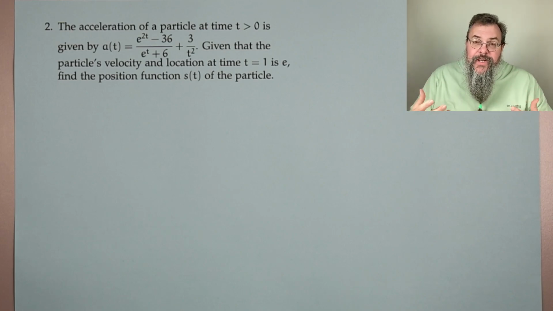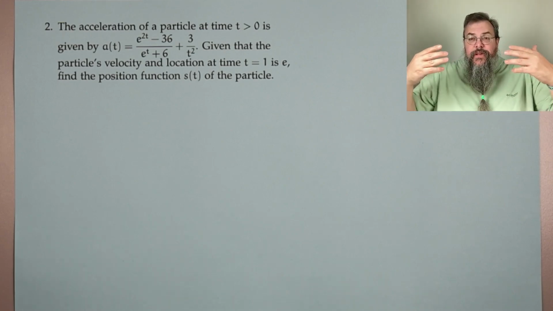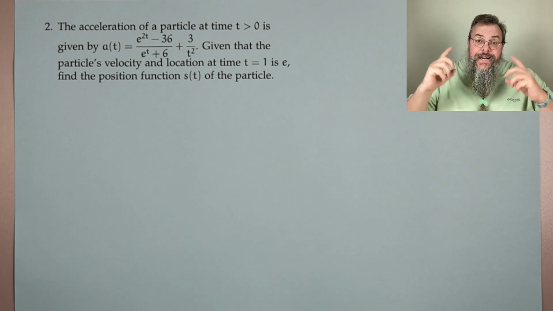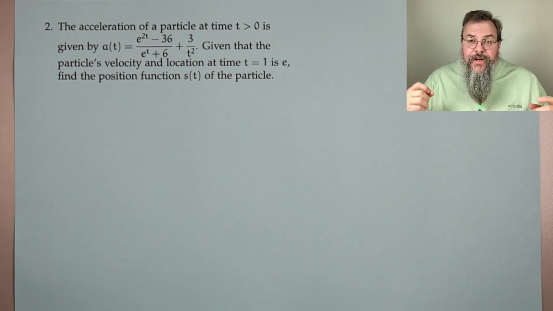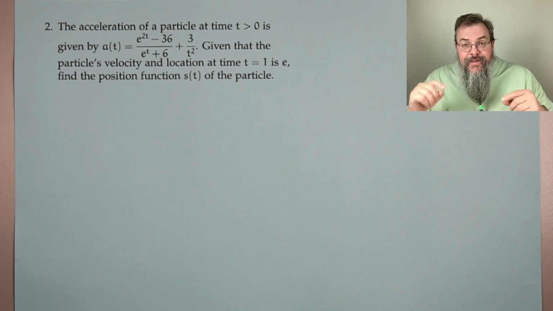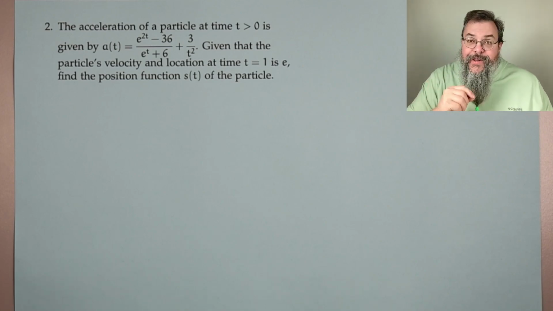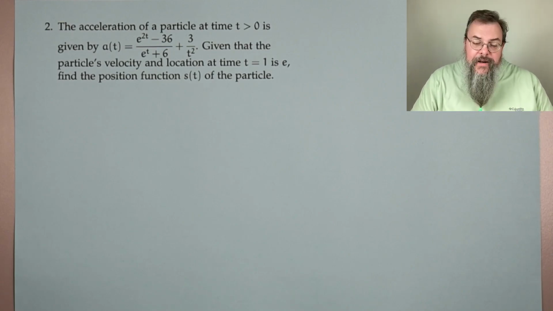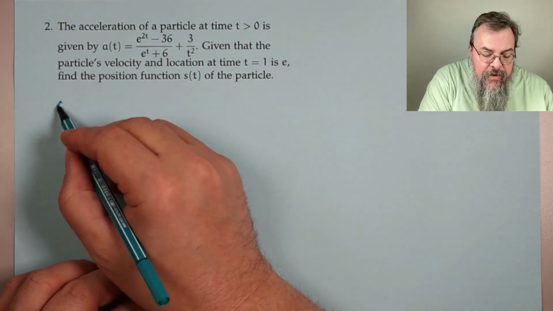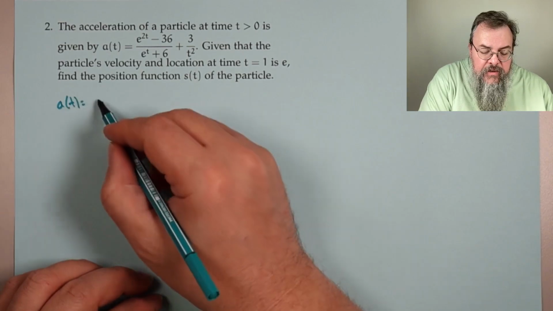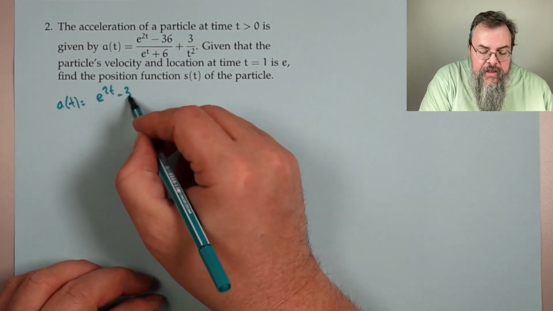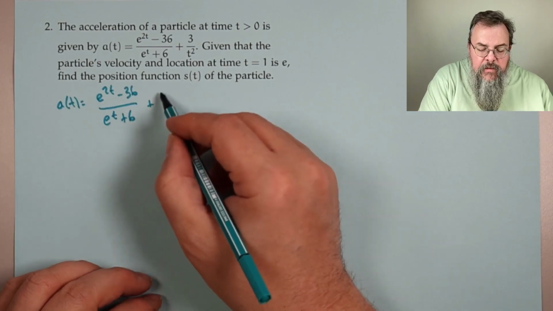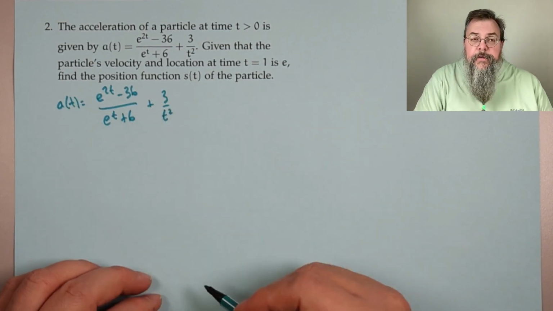Now there's a little bit of a wrinkle. As you do these antiderivatives, you get constants showing up. Like, do we have information to help us with those constants? Yes, and we'll come back and revisit that when we get to that point. But first off, let's start with writing our acceleration. So we have a of t. That's e to the 2t minus 36 divided by e to the t plus 6 plus 3 over t squared.